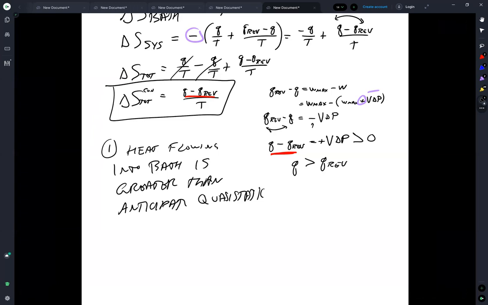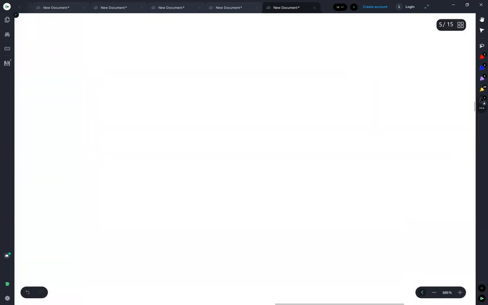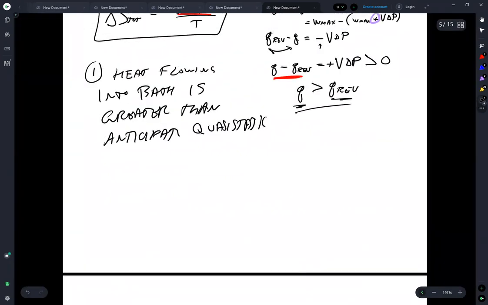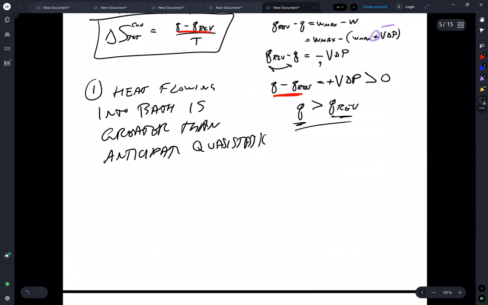The heat that's flowing into the heat bath is larger than the heat would be if this were a perfect quasi-static system. That's because we're compressing it, we're creating more energy, and that extra energy has to go somewhere, and it goes into the heat bath. The other thing that comes out of this is delta S tot is greater than zero.